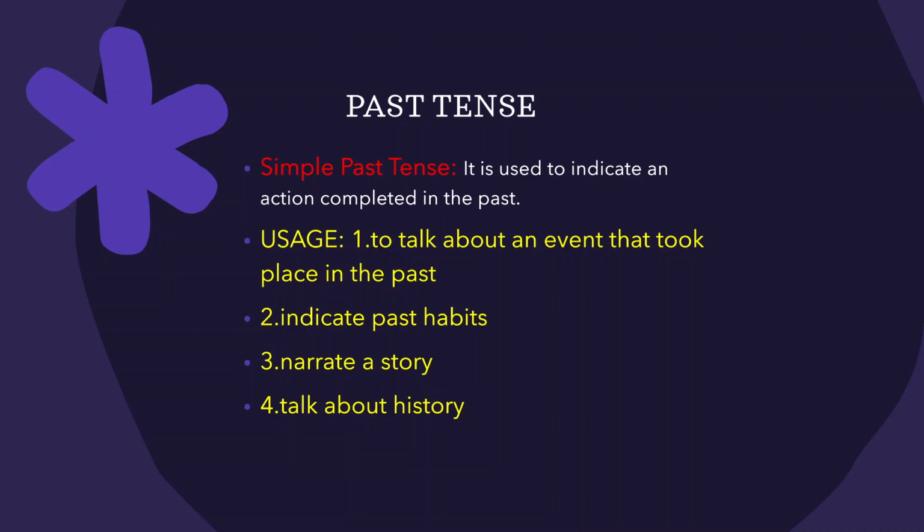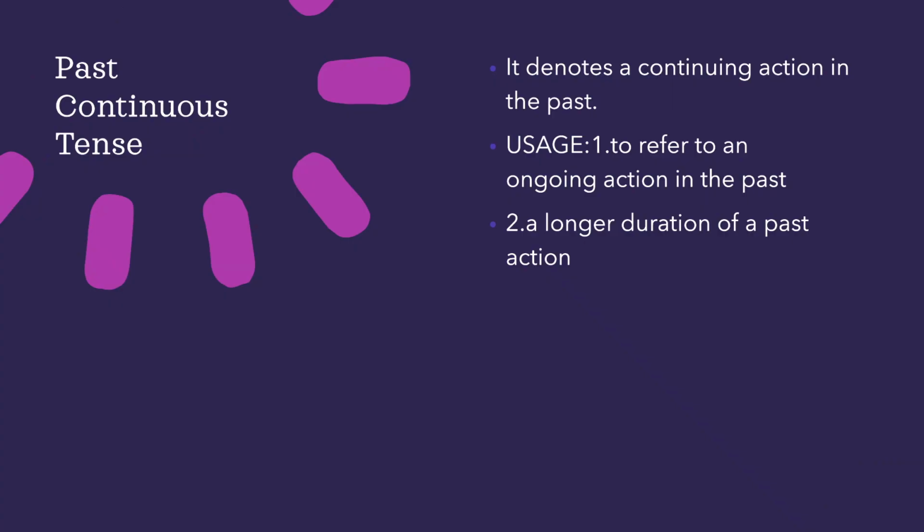Number 4, talk about history. So, what can we say? Ashoka was a great emperor. Okay, so let's move on to past continuous tense, second form of past tense.